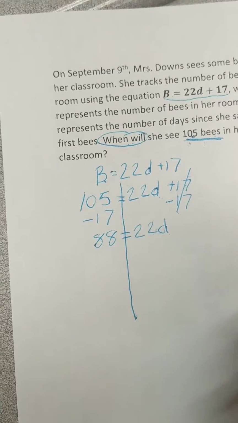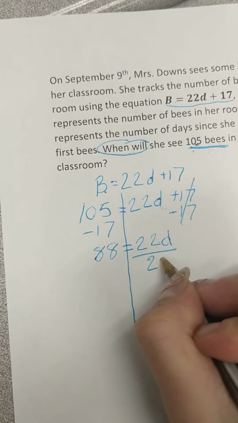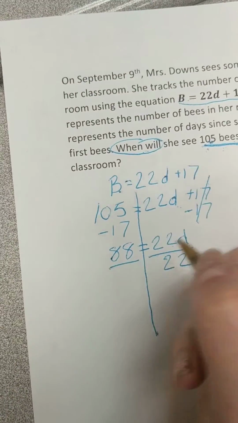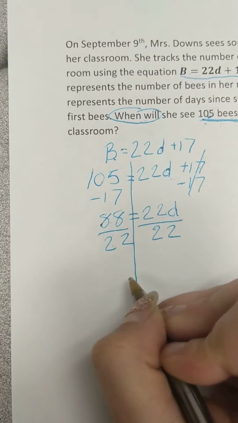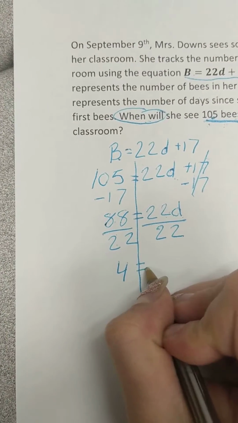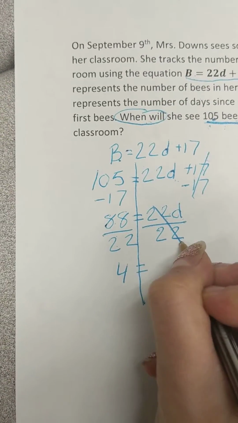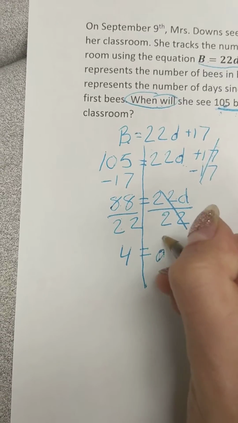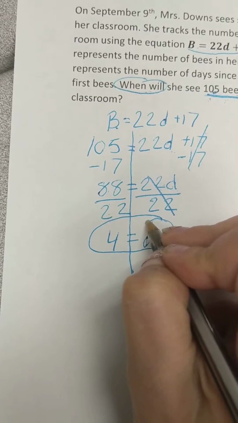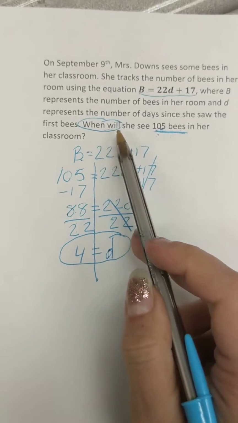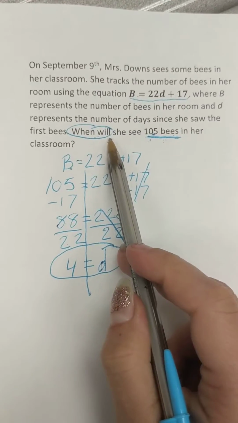Since I have times, I get rid of that 22 by dividing. Since I do it to the right, I need to do it to the left. 88 divided by 22 is 4. And 22 divided by 22 is 1. So basically that leaves me with 1D, or just D. So D equals 4. But in my problem, I need to go back and make sure I'm answering the question.